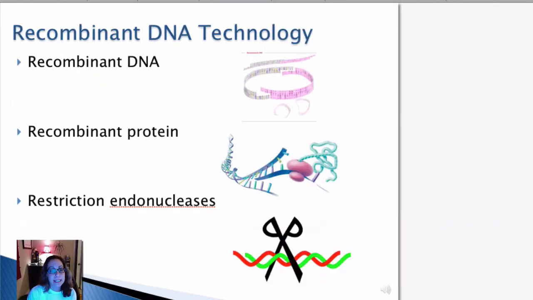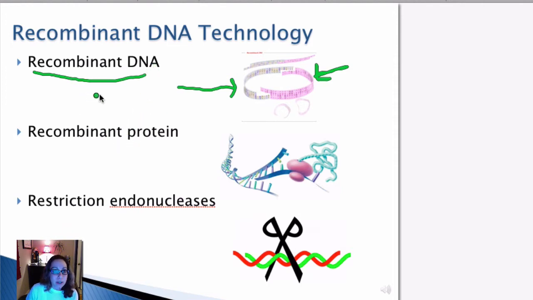Now, recombinant DNA technology. What is recombinant DNA technology? Well, recombinant DNA is when you combine the DNA from 2 different things. So, for example, if right here you had human DNA and here you had DNA from, let's say, a kiwi, that would be an example of recombinant DNA. You're recombining DNA from 2 sources.